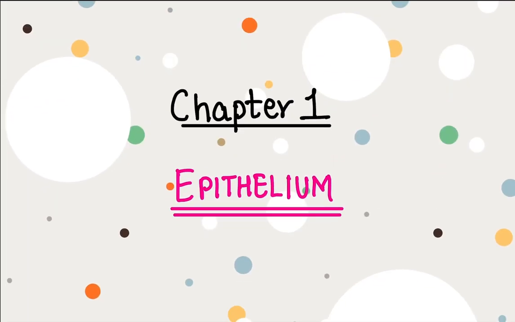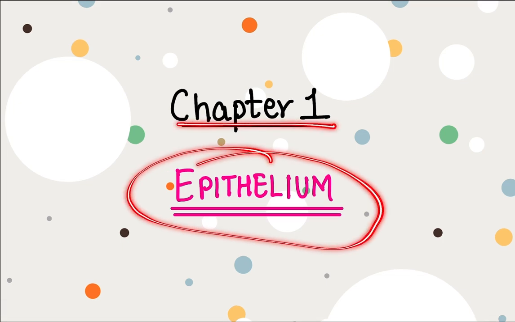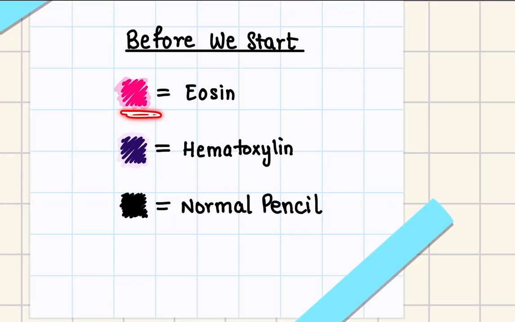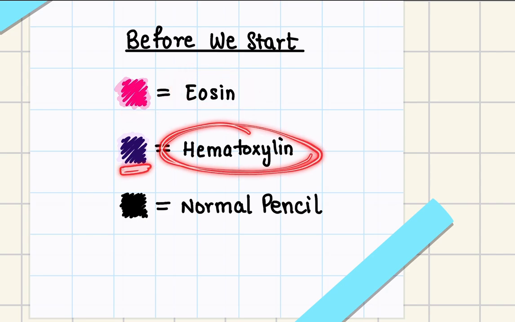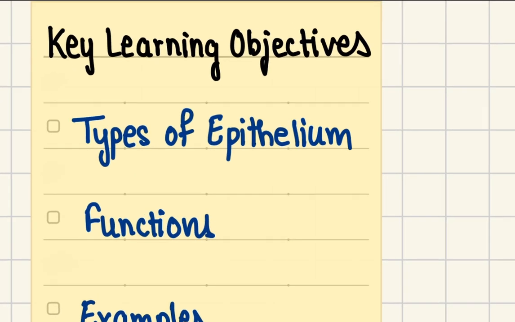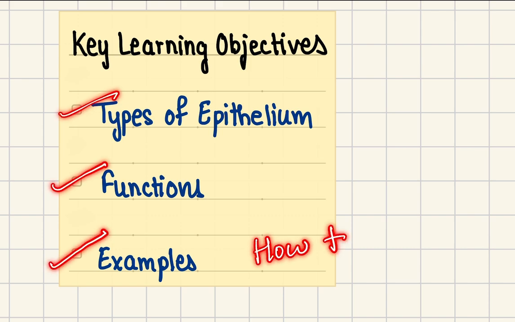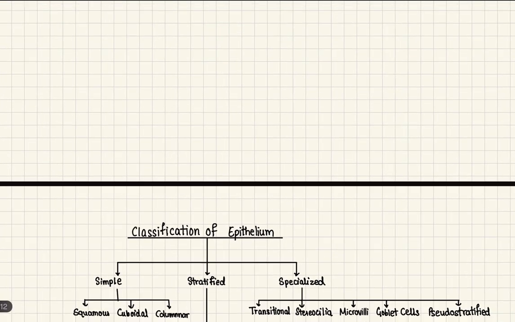And today we will start with the first chapter of histology, that is epithelium. Before we start, just keep in mind the pink color I use here corresponds to the eosin pencil, and the purple color corresponds to the hematoxylin pencil. Now the key learning objectives for today are the types of epithelium, their functions, and their examples, and obviously how to draw them. So now we come to the classification of epithelium.